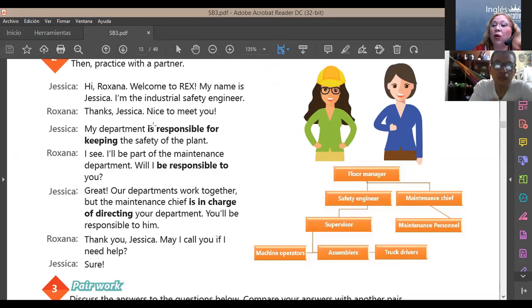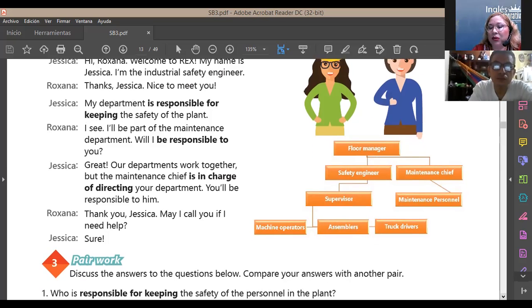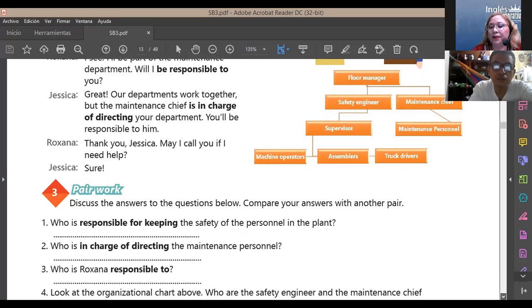Con el verbo be conjugado, de acuerdo al sujeto. Por ejemplo, my department is, right? Responsible for, y el verbo es keep. Pero como va después de esta preposición for, le ponemos keeping. ¿Ok? Esta es la manera de hablar de nuestras responsabilidades. Entonces, acá teníamos algunas preguntas.